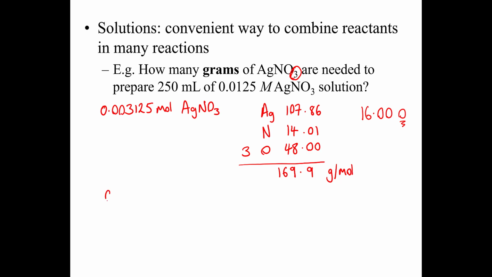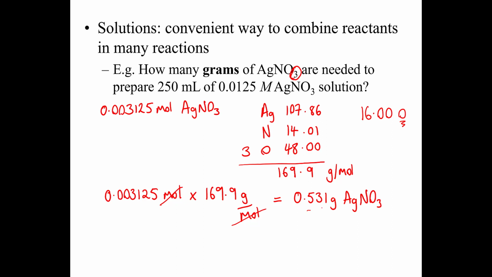So I'm going to put that all together. 0.003125 moles, and I'm going to multiply that by 169.9 grams per mole, and then of course we note that the moles will cancel, and my final answer is going to be 0.531 grams of silver nitrate. Finally, I'm going to use 3 significant figures here because I was only provided 3 significant figures in the values at the start of the problem.